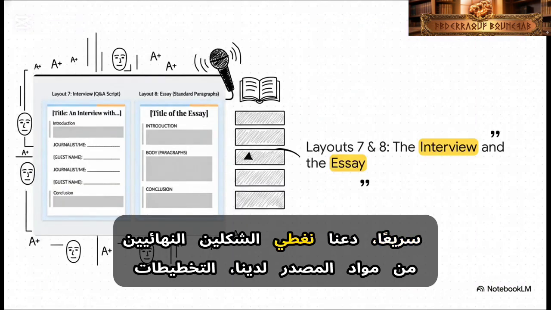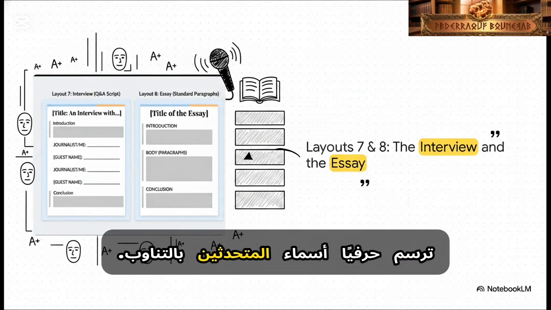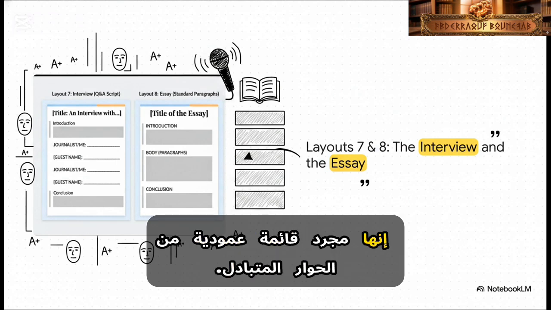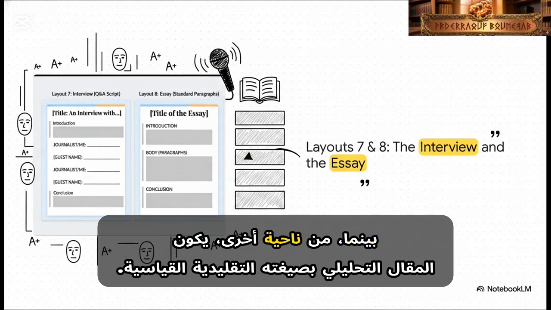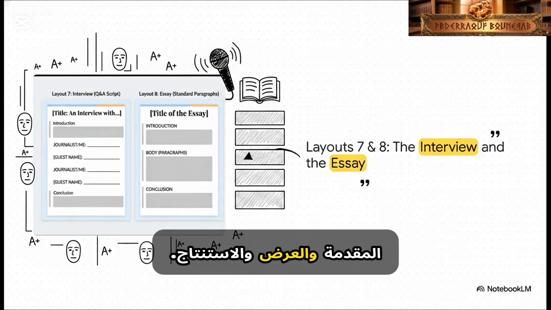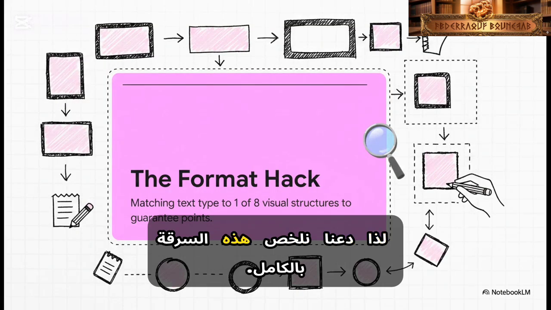Real quick, let's cover the final 2 shapes from our source materials, layouts 7 and 8. An interview looks exactly like a script for a play or a movie. You literally just draw alternating speaker names. You write journalist, draw a line, then guest, draw a line. It's just a vertical list of back and forth dialogue. And an essay, on the other hand, is your standard traditional format. You put the title of the essay right at the top, followed by distinct, indented paragraphs for your introduction, body, and conclusion. Super straightforward.